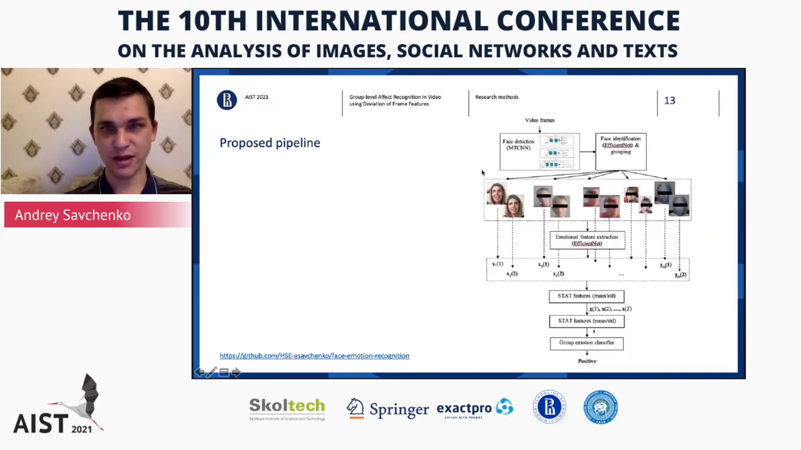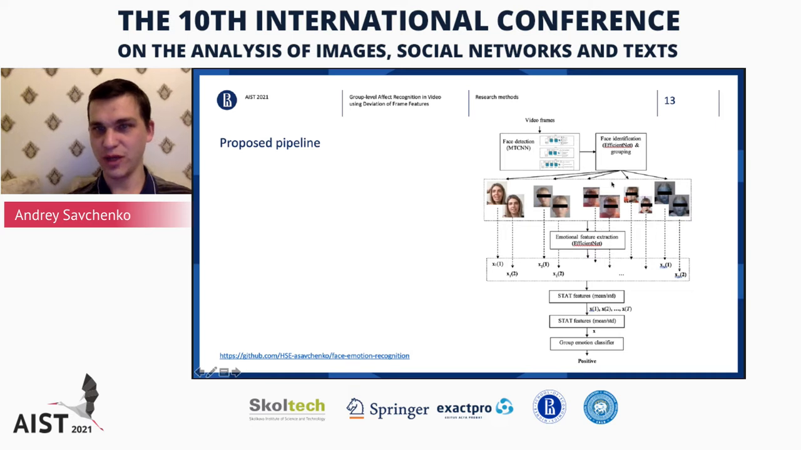So here is the proposed pipeline. We use a convolutional neural network to extract features, and here is the whole pipeline. We have a video, we extract faces using something like MTCNN. Then we identify these faces, group them, cluster them, and after that we compute these emotional features. This part is solved using a face identification network, and this part uses another network for emotional feature extraction.